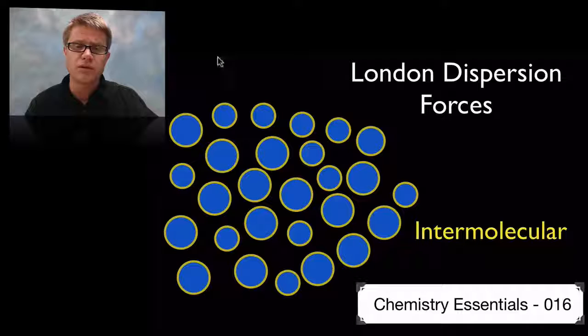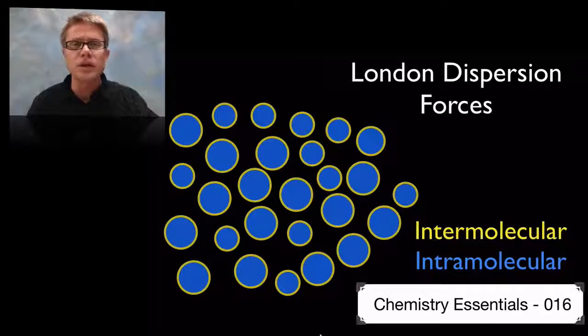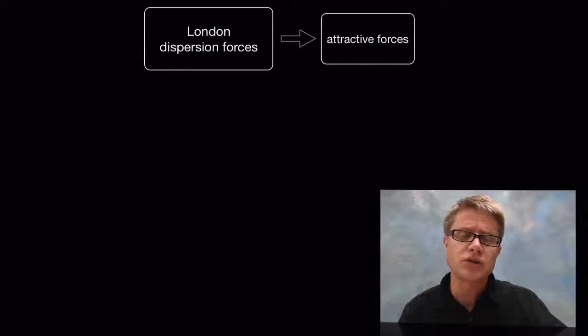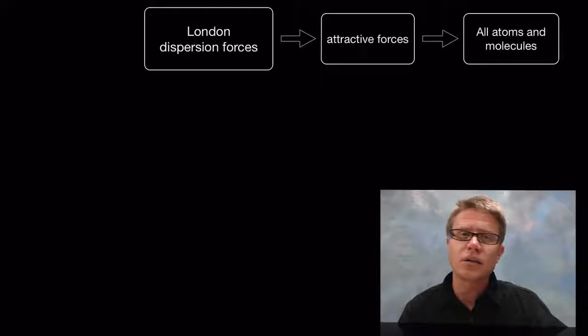Those are going to be the forces between the molecules, between this molecule and this molecule, and between this molecule and that molecule. And these are generally going to be really, really low compared to the intramolecular forces within the molecule itself. And we'll talk more about those in later videos. But London dispersion forces are going to be attractive forces. These are intermolecular, between molecules. And they're going to be found in all atoms and molecules. So everything is attracted through London dispersion forces.